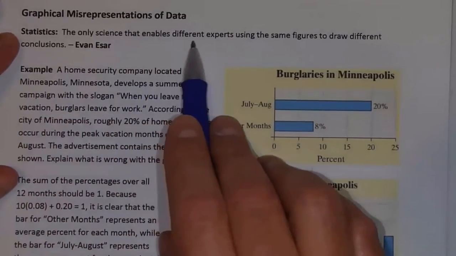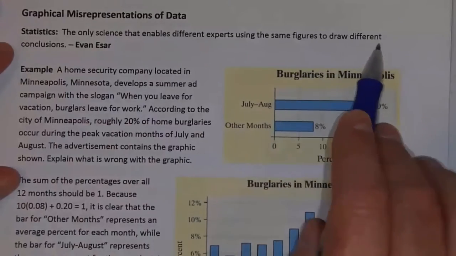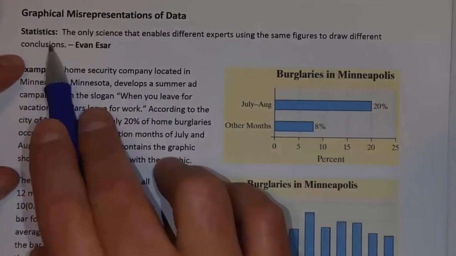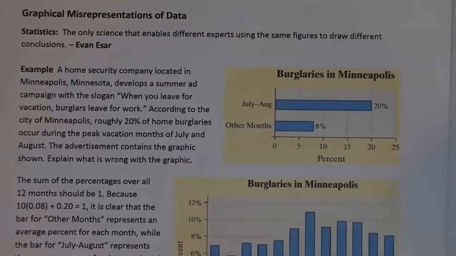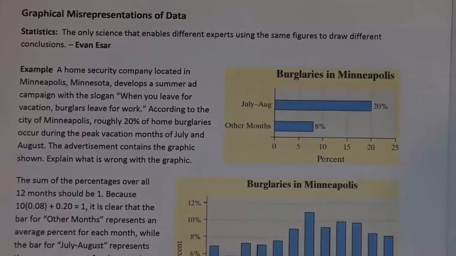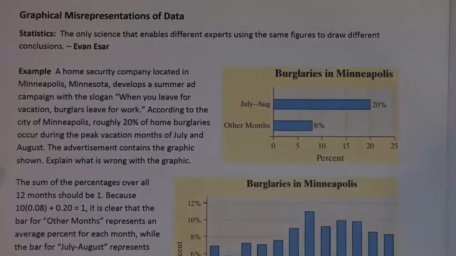Definition: the only science that enables different experts using the same figures to draw different conclusions. That's statistics. So this guy, that's how he defines statistics. The only science that enables different experts using the same figures to draw different conclusions. And there's truth to that definition. That's kind of a humorous definition, right? Not a real definition, but there is truth to that. Different experts can have different opinions about what figures might mean. But again, we want to be careful that the information we're presenting is accurate and not, particularly not, intentionally misleading. So that's what this section's about.